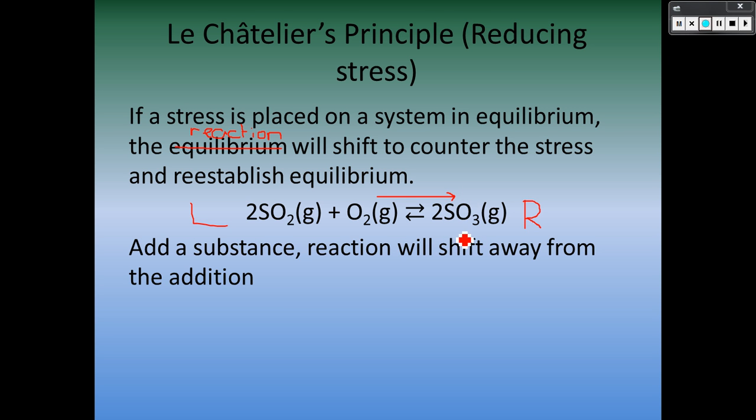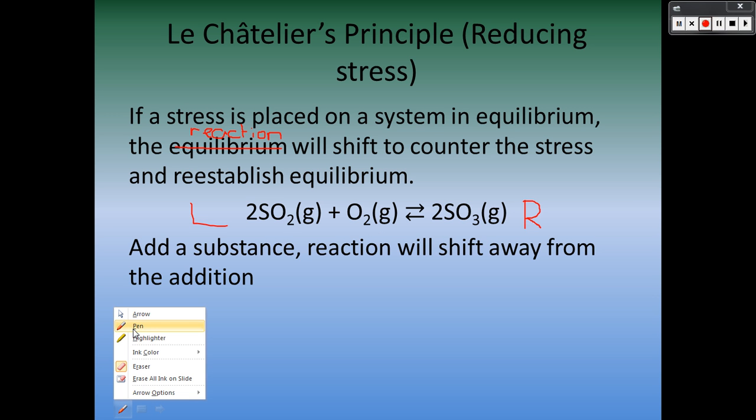That's a way we could get more SO3. Same if we add O2. But if we add more SO3, the reaction is going to shift left because it's going to want to shift away from the SO3. So what would happen if we were to subtract some SO2?